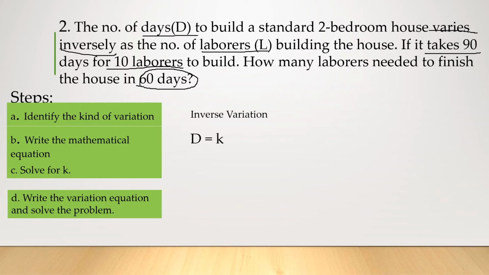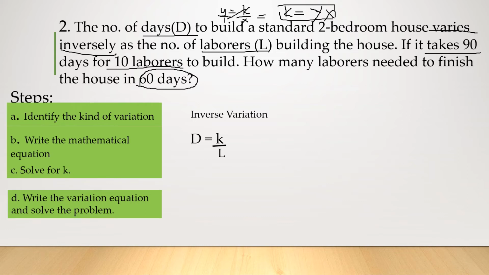Now, the mathematical equation should be D is equal to K over L. Right? Y, for inverse variation, Y is equal to K over X. Now, to solve for K, if you want to get the formula for K first, simply understood there is a 1 here. To solve for K, K is equal to, cross-multiply, that is Y times X. That's the value of K, the formula for the constant of variation.